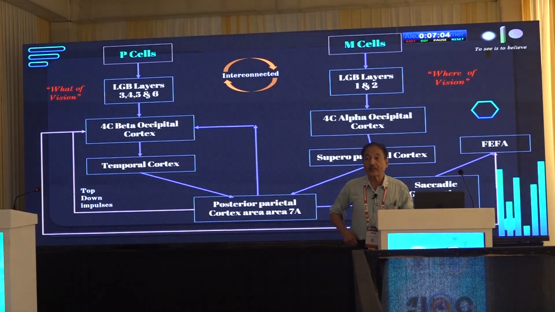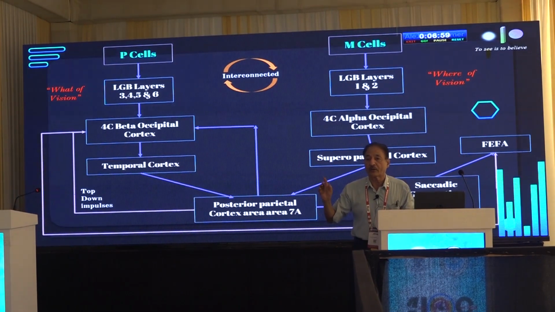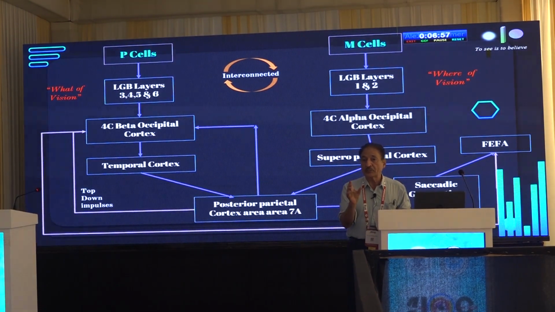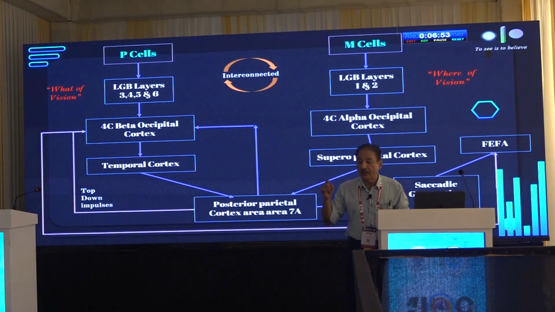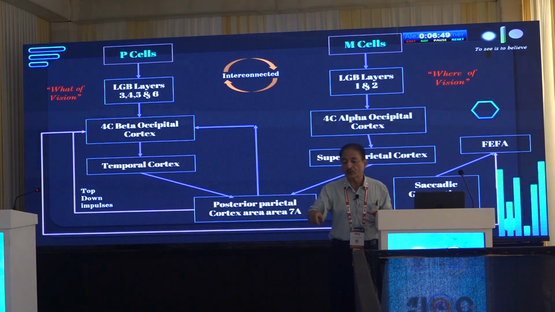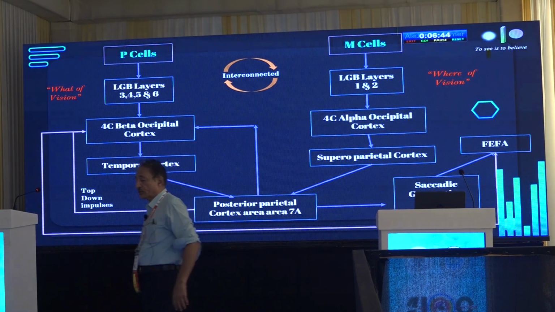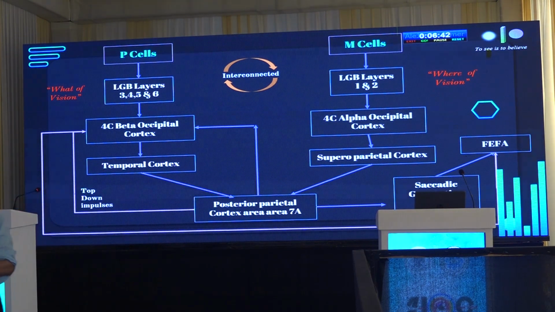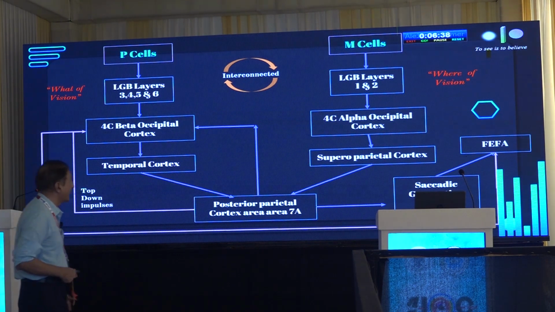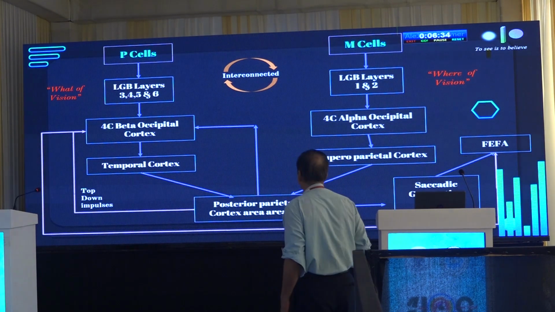Now, this is where the crux of the problem comes. If you understand this, you understand how the orthoptics works. There are P cells in the center and M cells in the periphery. Whenever they go to the LGB, and from the LGB, P cells go to 4C beta in the occipital cortex, and M cells go to 4C alpha in the occipital cortex. See, this is the visual dichotomy. They go to different areas. Okay, 4C alpha one and 4C beta the other one.